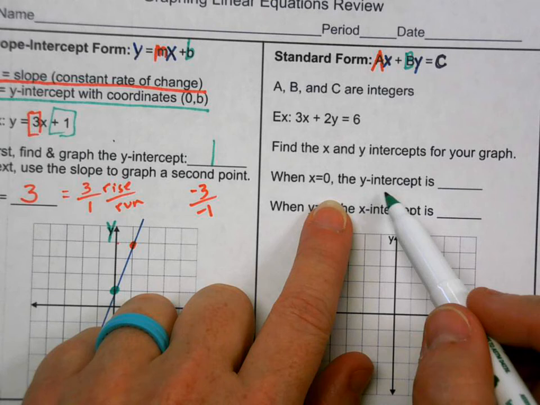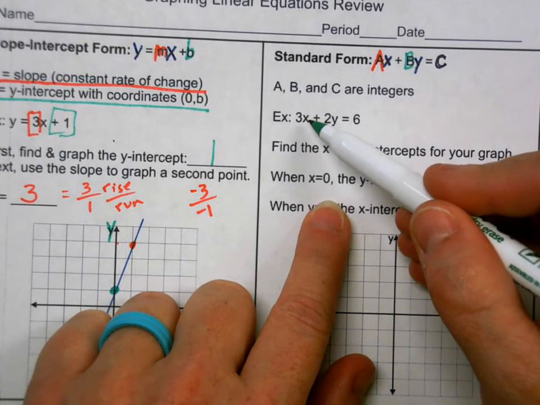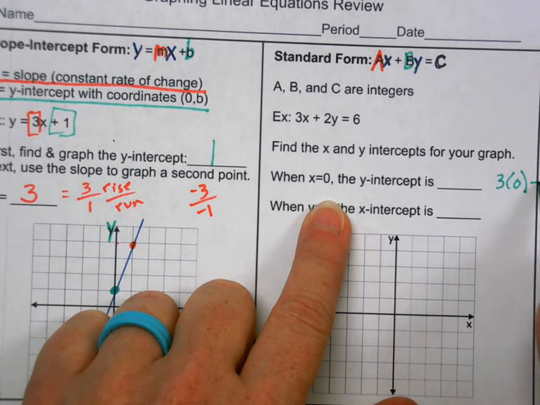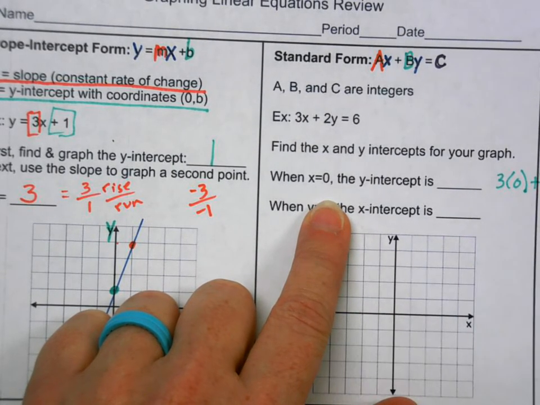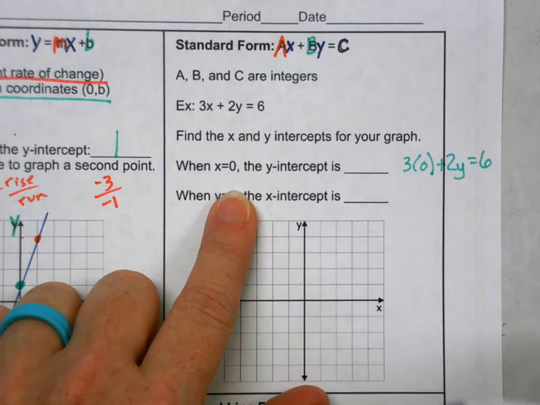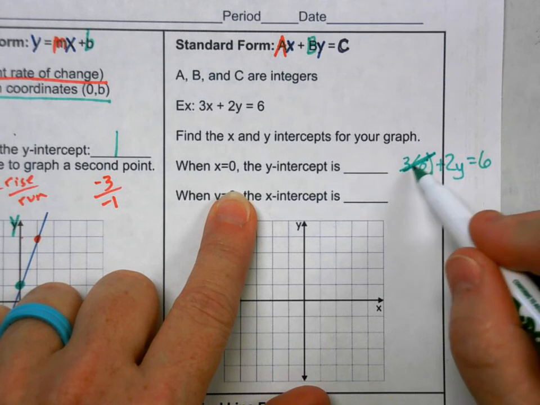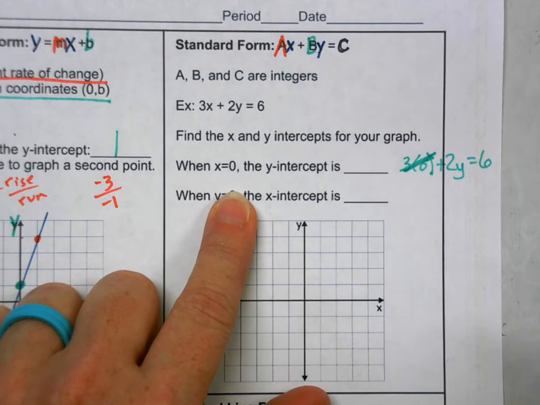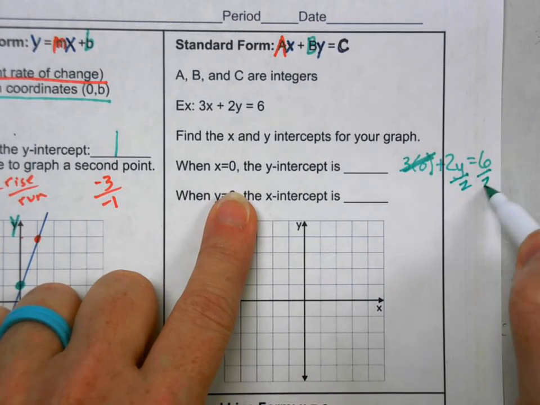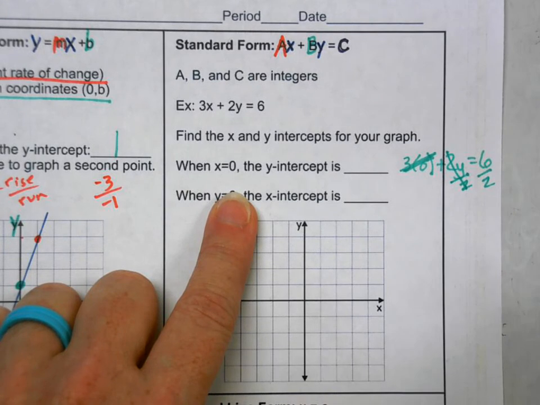So to figure out what the y-intercept is, if we substitute a 0 in for my x right here, I would get 3 times 0 plus 2y equals 6, right? So what does 3 times 0 equal? 0. So we don't have to include that, right? Because 0 plus 2y is still going to be 2y. Okay. So then when I solve, I'm going to divide both sides by 2. So what does my y-intercept equal? 3, because 6 divided by 2 is 3.